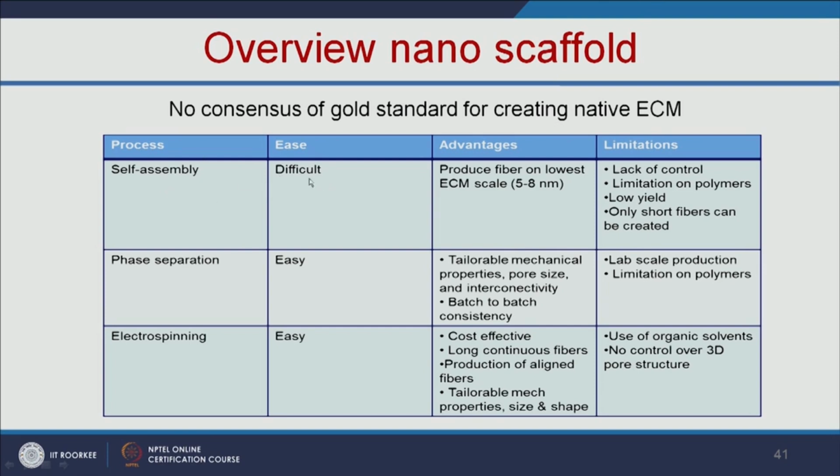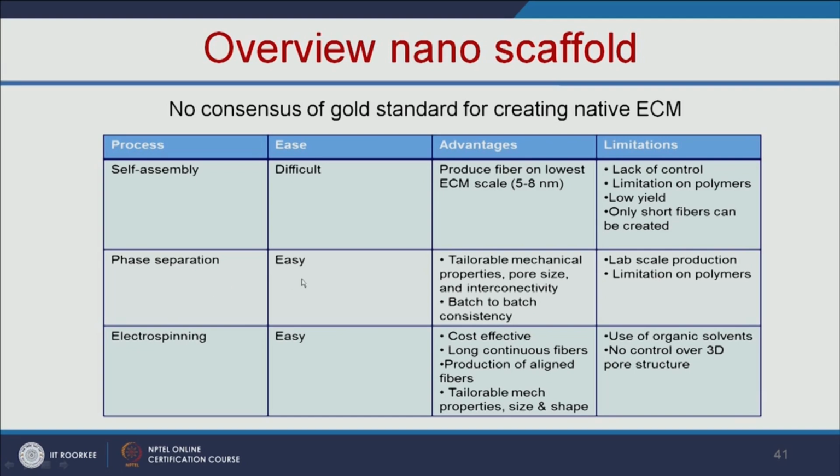So self assembly is very difficult to make, but it produces a nanofiber scaffold which closely mimics your extracellular matrix. But the drawbacks are lack of control and limitation of polymers, and also only short fibers can be created and low yield.